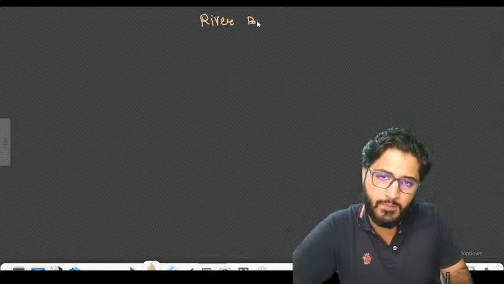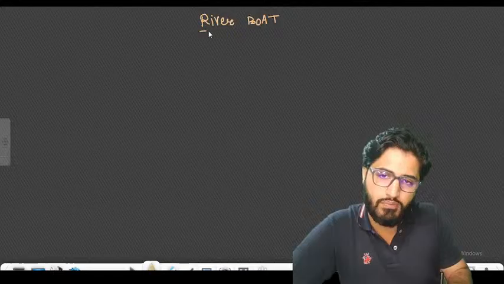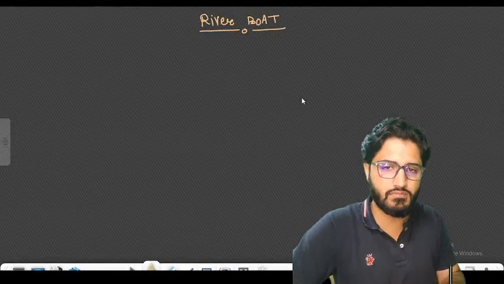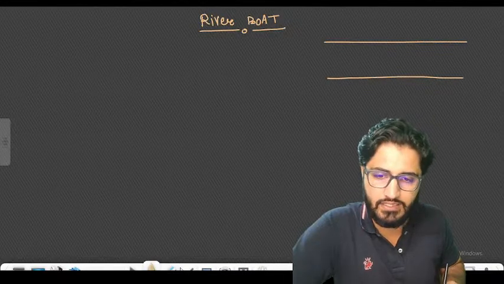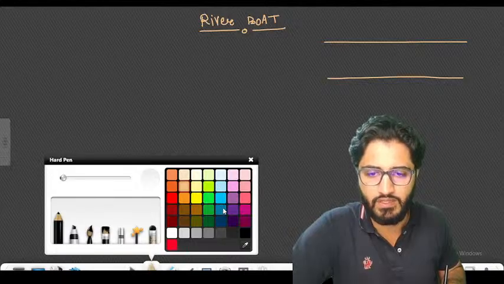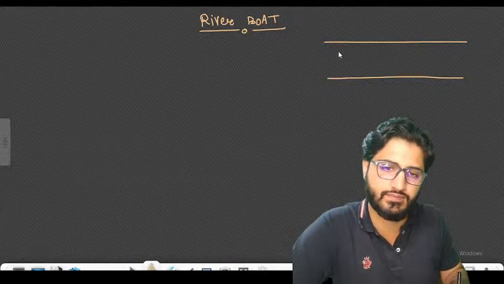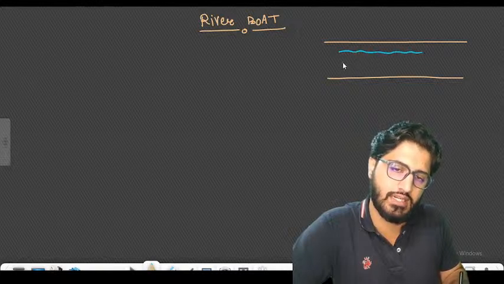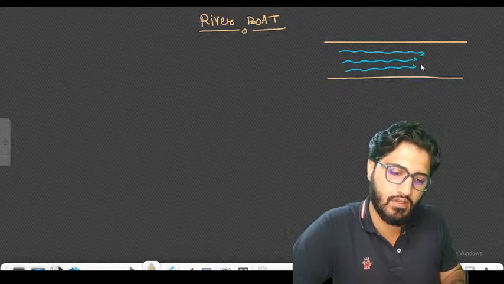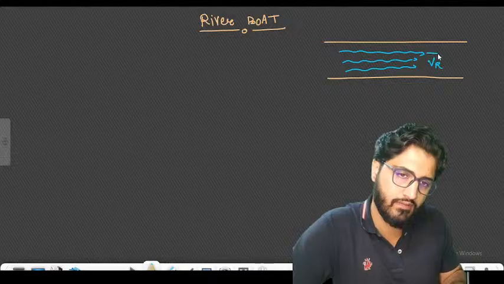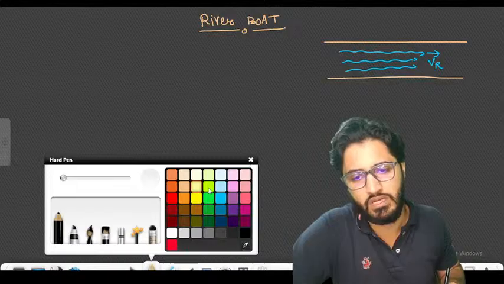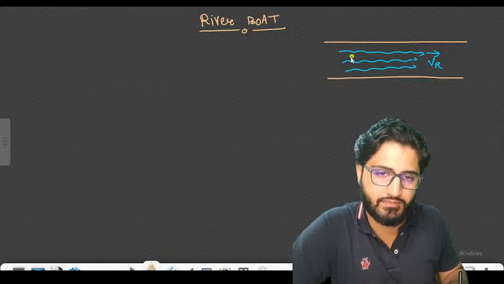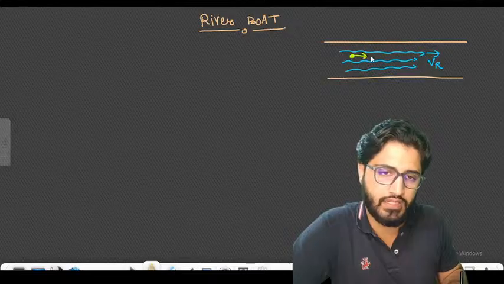The river boat problem. Suppose we have a river, and in this river, water is flowing. These are the tides of water going from left to right. This is VR, where VR means the velocity of the river. And here is a person, and if the person is going in this way, I can write VMR.